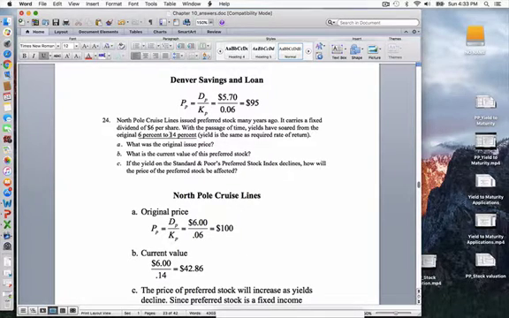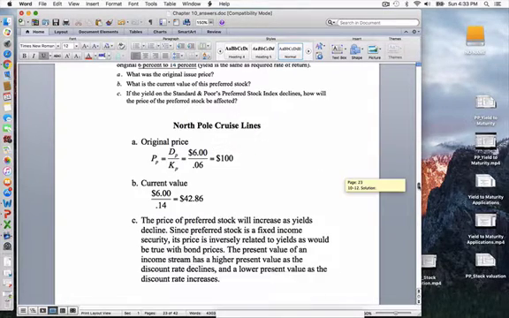Now, when the yield goes to 14%, that's more than double. Remember, there is an inverse relationship between the yield and the price. So the price is going to be much less than 100 when we replace 6% with 14%. We discount more. And this is what comes out to be. $6 divided by 0.14, less than half the value, less than $50, $42.86. So that's the general explanation.